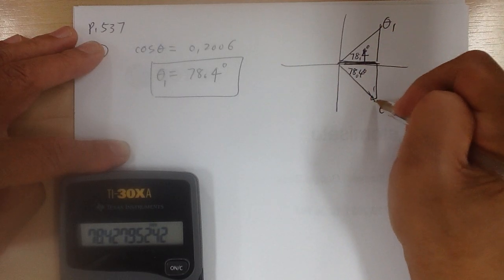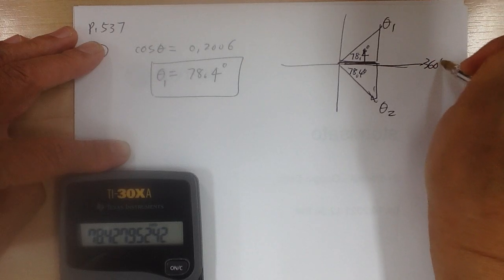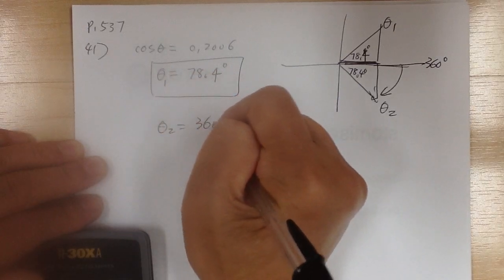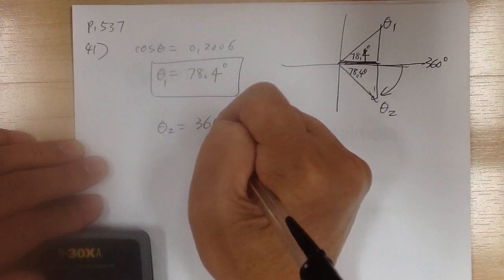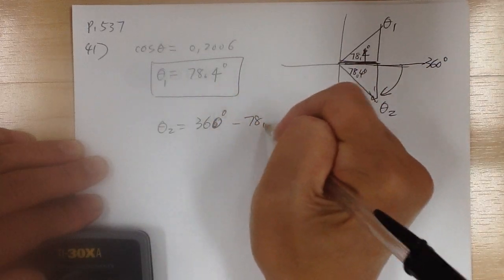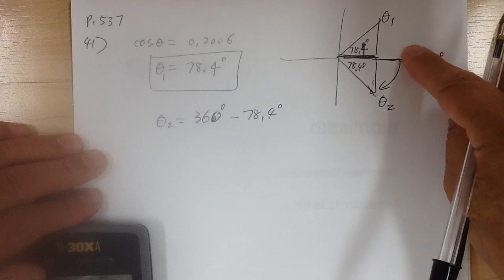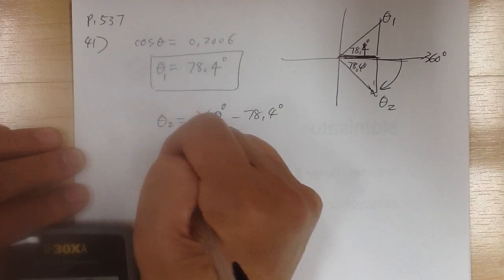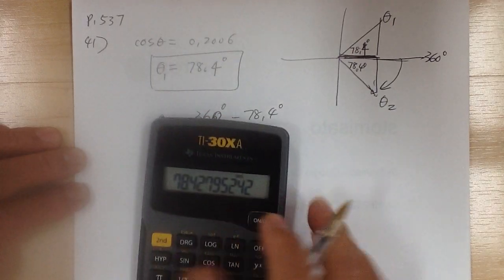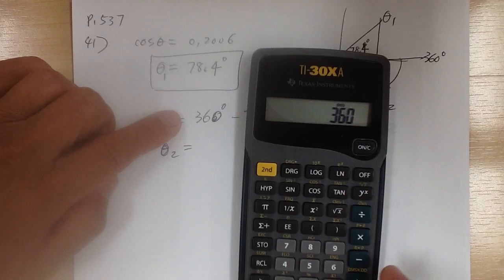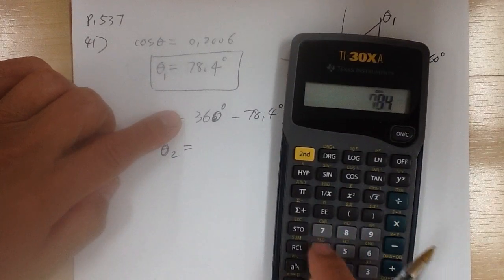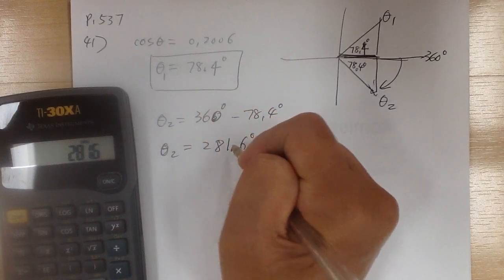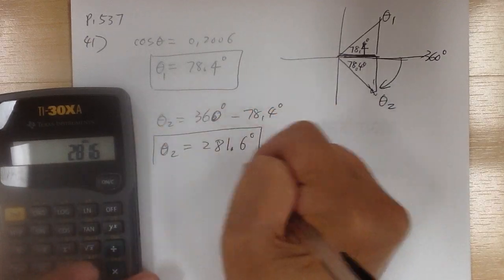So to get to this position, you start with 360 and you go back this much. So theta 2 equal to 360. Again, you start with the angle that you know and follow the direction. So minus 78.4 degrees. You start with 360, you go this direction, you have to minus. This way it's positive. So theta 2 equal to 360 minus 78.4, and this will give you 281.6 degrees.